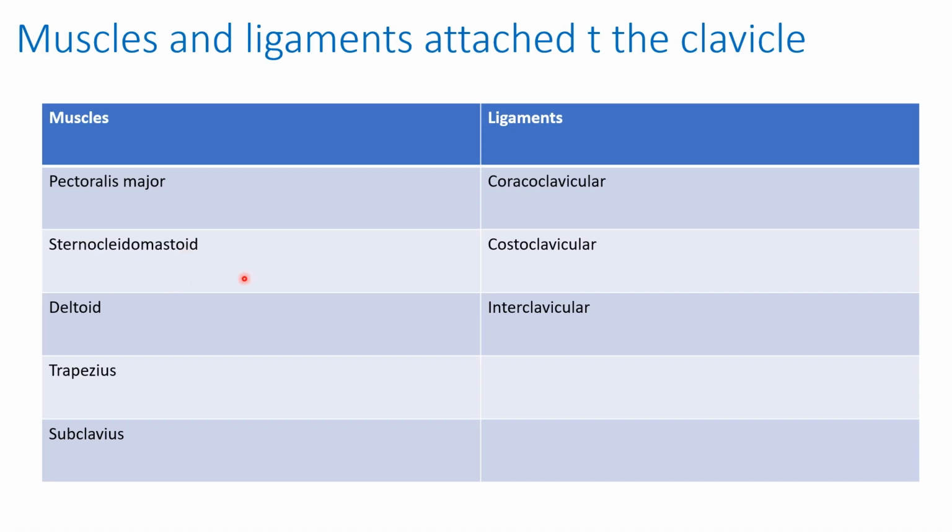Then you have the sternocleidomastoid. So this is a muscle that runs from the sternum to the mastoid process. So it attaches to the medial end or the sternal end of the clavicle. Then you have the deltoid muscle, then trapezius and the subclavius muscles.